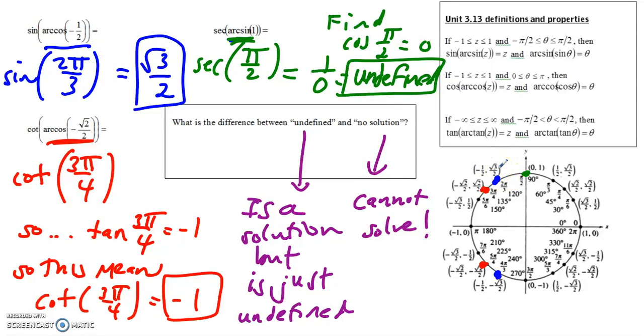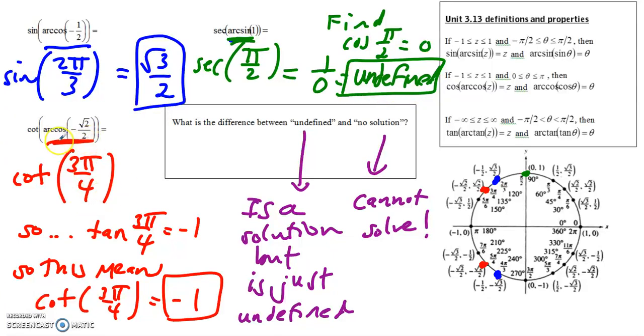The second example, where is the y value 1? At pi over 2. What is the secant of pi over 2? Well, the cosine of pi over 2 is 0, so the secant is the reciprocal, 1 over 0, or undefined.